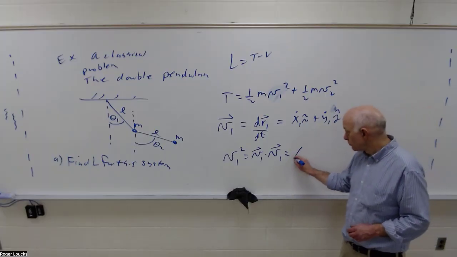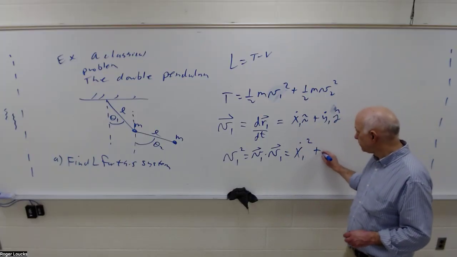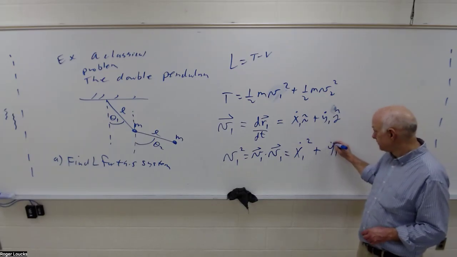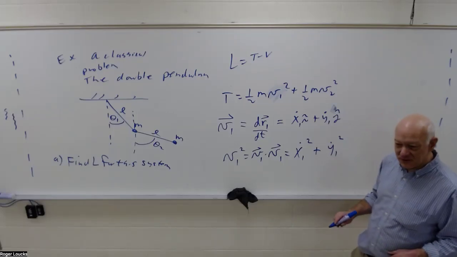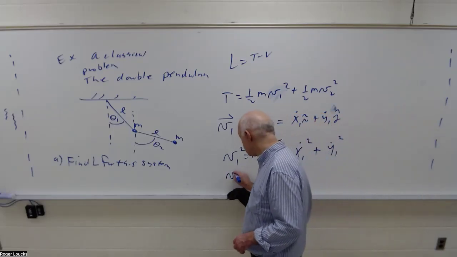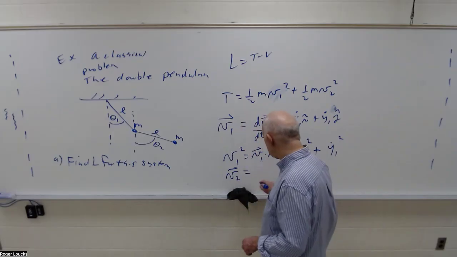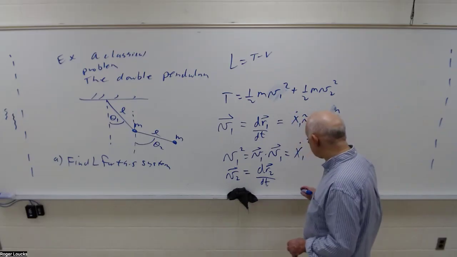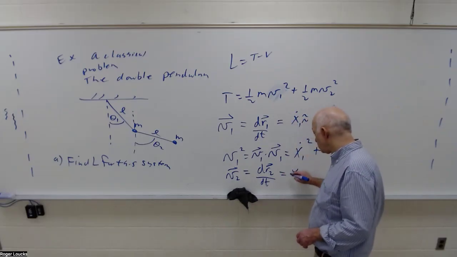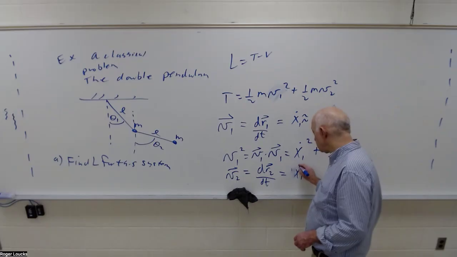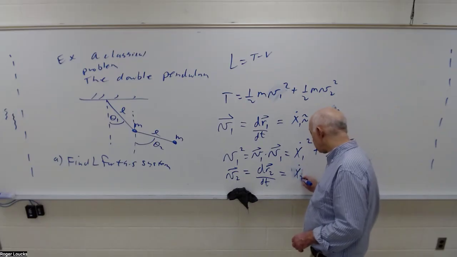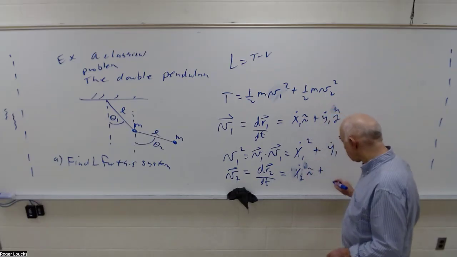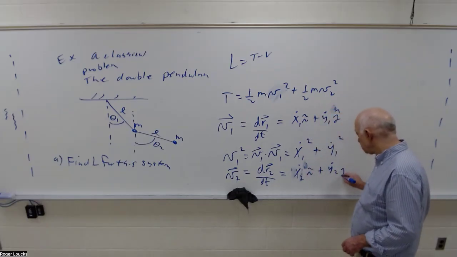X1 dot squared plus Y1 dot squared. What do you think V2 is going to be? The V2 vector is going to be dr2 dt. And what is this going to become? No, that's not that at all. It's X2 dot I hat plus Y2 dot J hat.